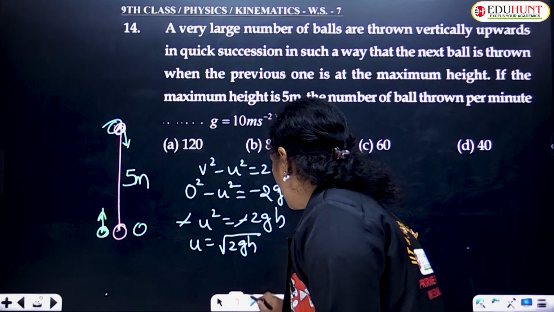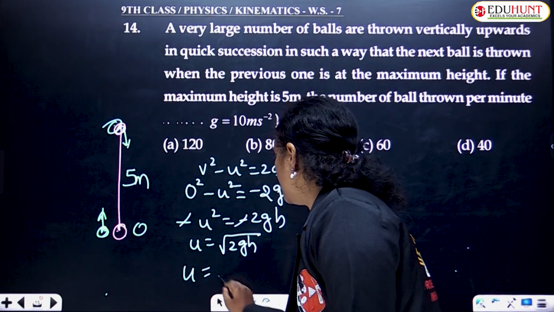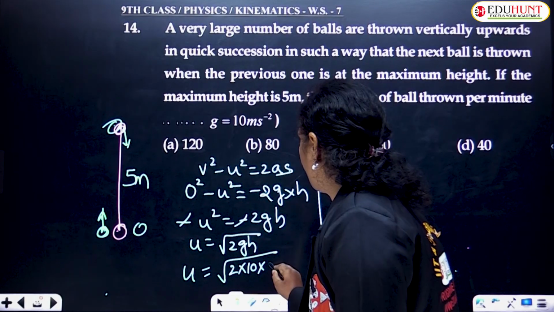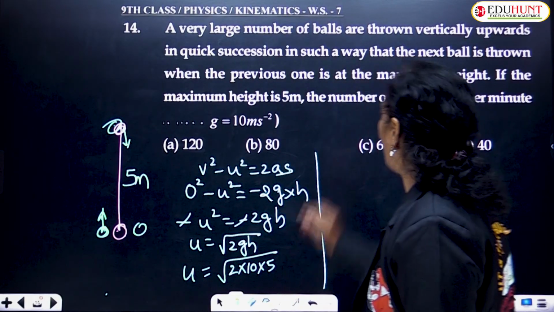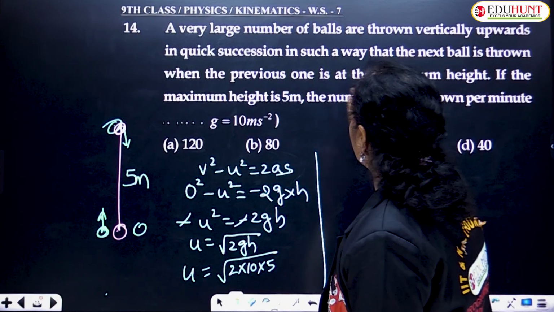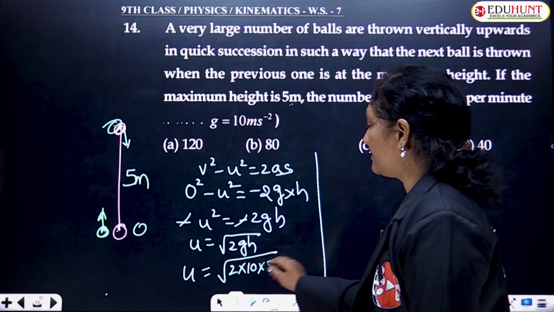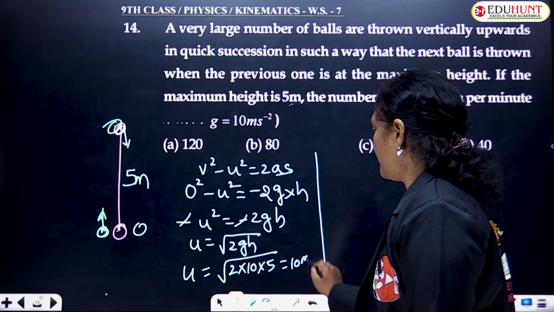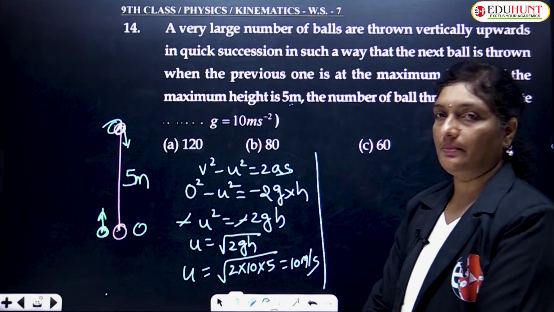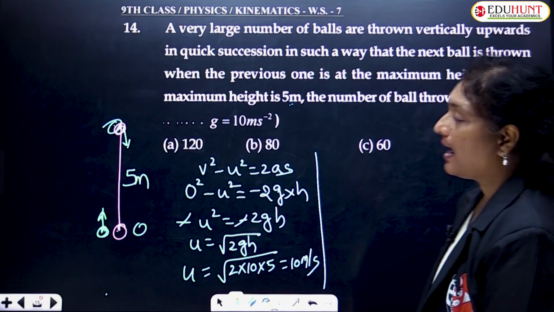Let us try to solve this. 2 times g is 10 and height is 5 meters. Substituting all, 5 twos are 10, 10 tens are 100, root over 100 is 10 meters per second. So with what velocity is the ball thrown up? 10 meters per second. Let us see how much time it would take to reach the highest point.